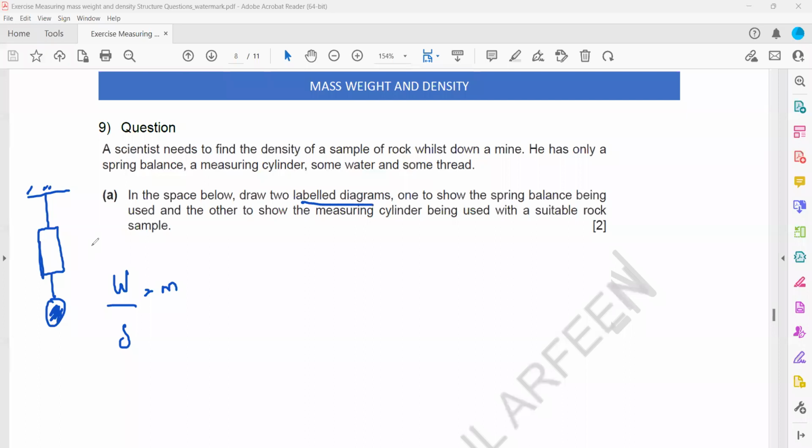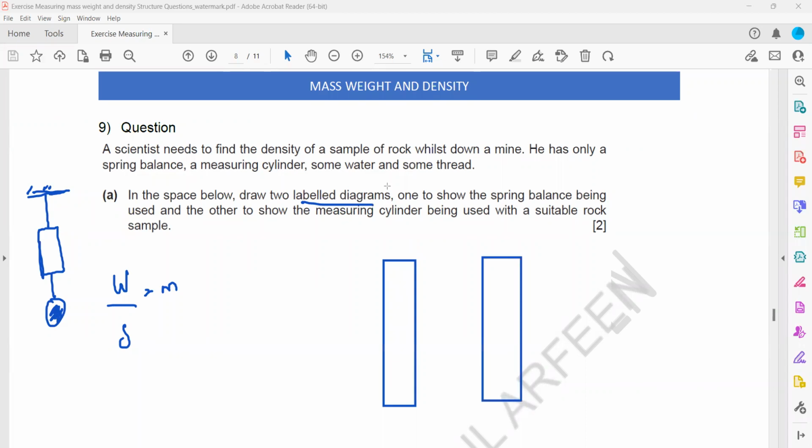When they say labelled diagram, we should label: this is a spring balance, rock sample, support. In the same way, a measuring cylinder. We'll fill the measuring cylinder with liquid, a similar experiment to what we have discussed. Then add the rock sample, look perpendicular and label this. Measuring cylinder, water, rock sample, eye, and you can label the meniscus as well. So look for the bottom of the meniscus.